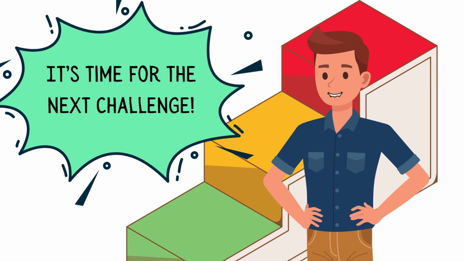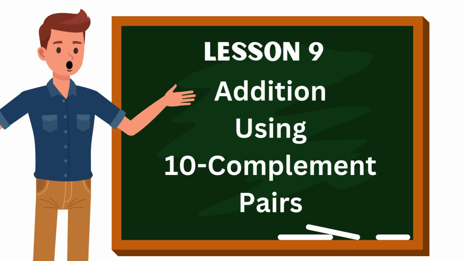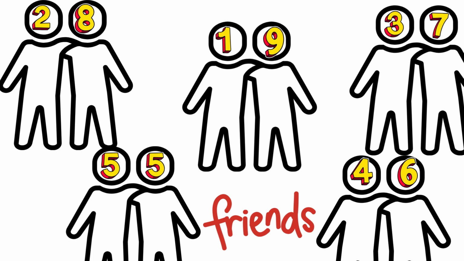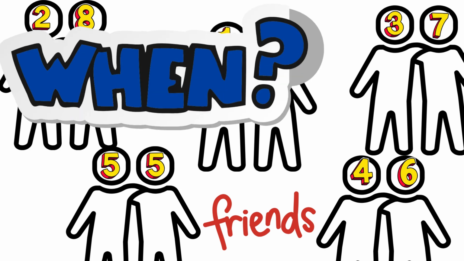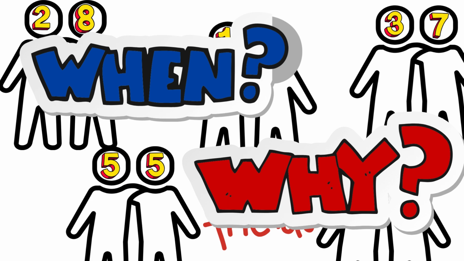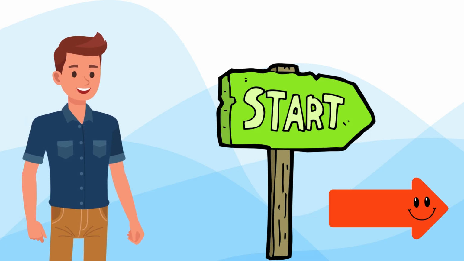Now, we're taking it a step further. The 10 complement pairs are essential for solving both addition and subtraction problems on the abacus, especially when carrying over or borrowing comes into play. For this lesson, we'll focus on addition using the 10 complement pairs. I'll explain when and why they're needed and guide you through some examples to see them in action. Let's get started.